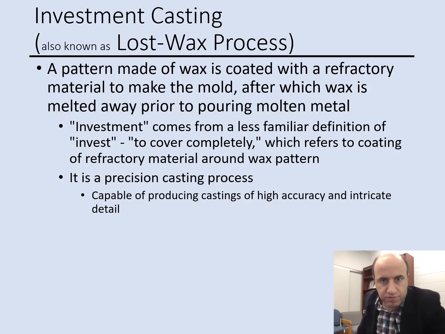Next process is investment casting, also known as the lost wax process. We have a pattern made of wax, and it's going to be coated with refractory material to make a mold. Then the wax is going to be melted away before pouring the molten metal. The process has a very high accuracy, and it can make very complex geometry, complex patterns, and these are good benefits of this process.